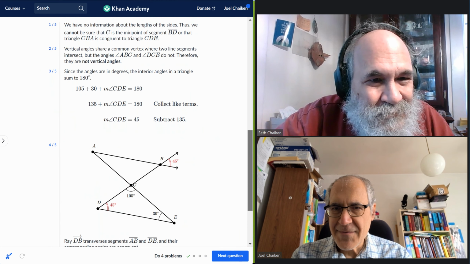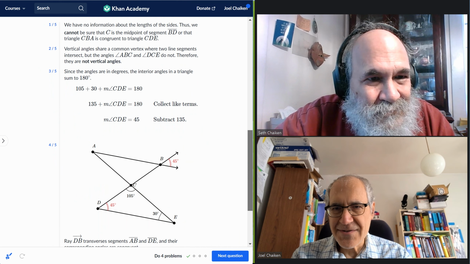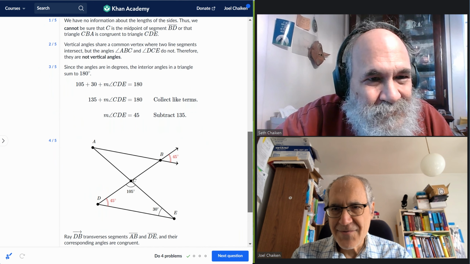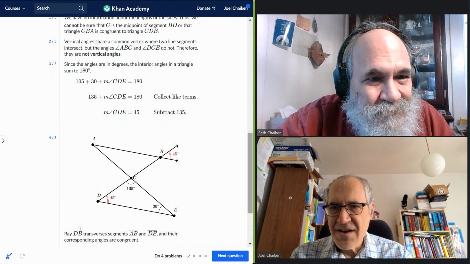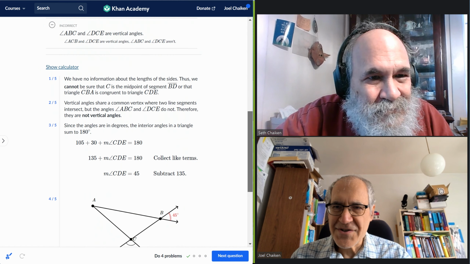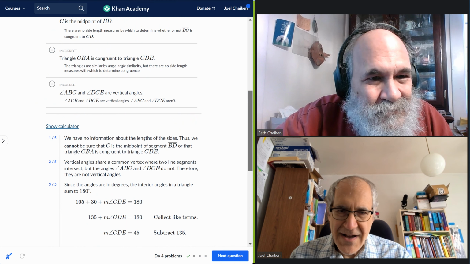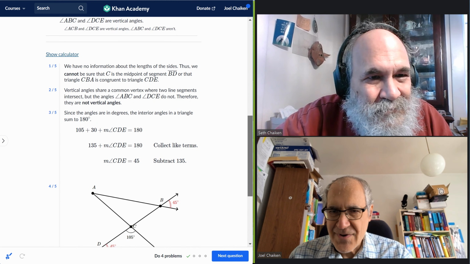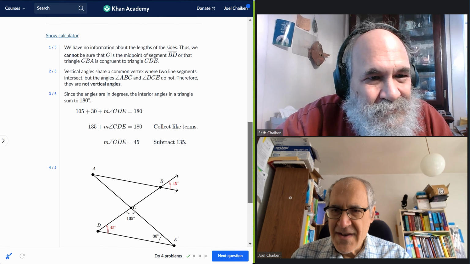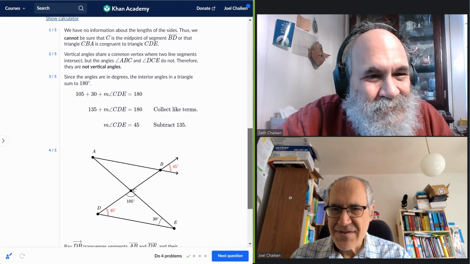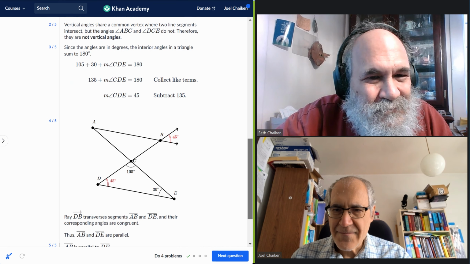Vertical angles share a common vertex. Seth said, what are vertical angles? Those share a common vertex. Basically, the lines intersect. Right, so that's why this question about vertical angles is impossible. The last choice is impossible because the angles aren't next to each other, and they don't share a common vertex. Since the angles are in degrees, the interior angles of a triangle sum to 180. They had to use that.